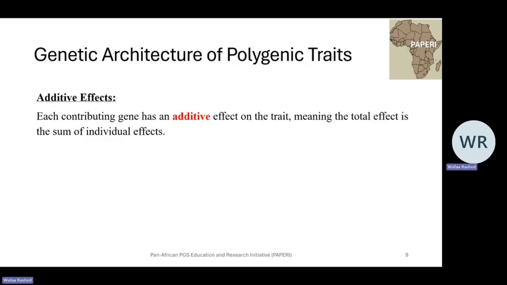The genetic architecture of polygenic traits: if we want to discuss this part, we should highlight the additive effect of each contributing gene. We said that polygenic traits result from many genes, polygenes, multiple genes. So each contributing gene has an additive effect on the overall phenotype, meaning the total effect is the sum of the individual effects of each gene. So it's an additive effect.